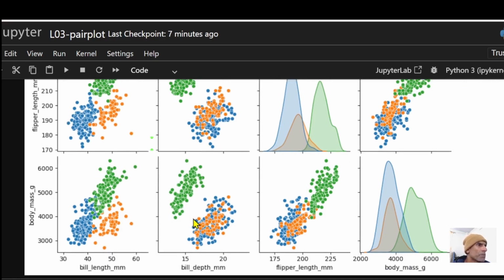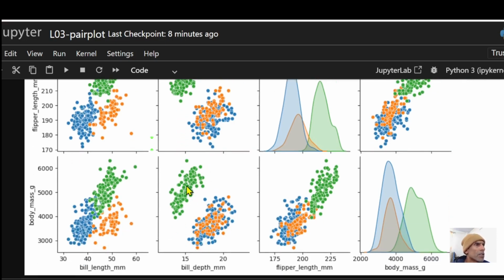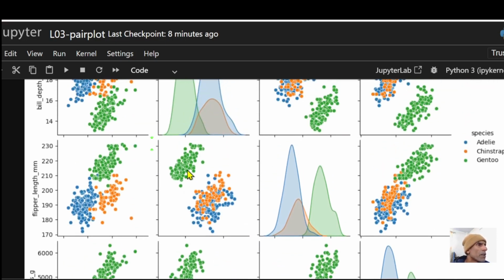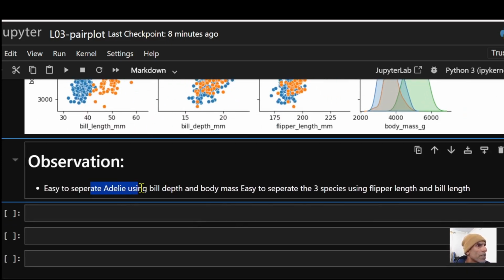So anytime when your bill depth is between this number and this number and your body mass is between this and this, then you can identify that as the green ones, and the green ones would be Gentoo. So you can see that the green ones, the Gentoo ones, you can identify them easily. They are clustered separately from the rest of them. So observation: easy to separate, ideally using bill depth and body mass.